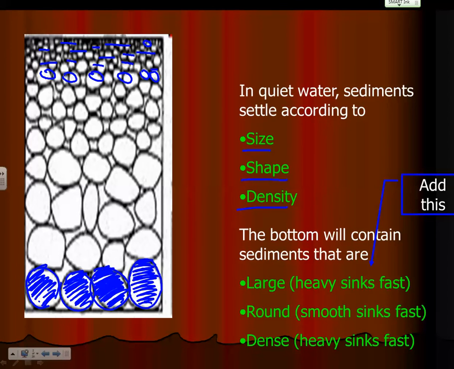So the bottom will contain sediments that are large, the heavy sinks faster, round, which is smooth and therefore flows through the water quicker, less resistance, and dense, which are also heavy. And we can actually do this in lab class. We are going to do a lab on deposition, which will involve lots and lots of water, stopwatches, and all kinds of fun stuff.